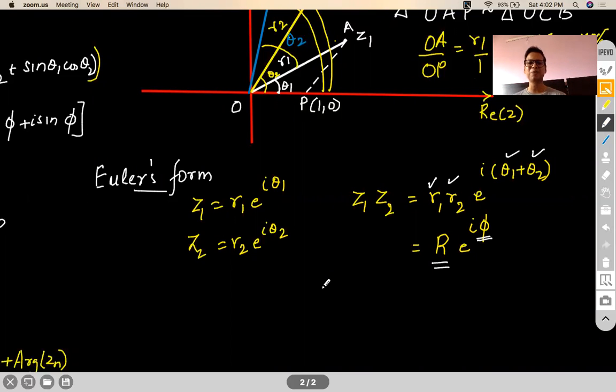Okay, so Euler form is a miraculous form. It helps us to know the geometrical relevance of this operation. Okay, so we'll take a few questions based on this.